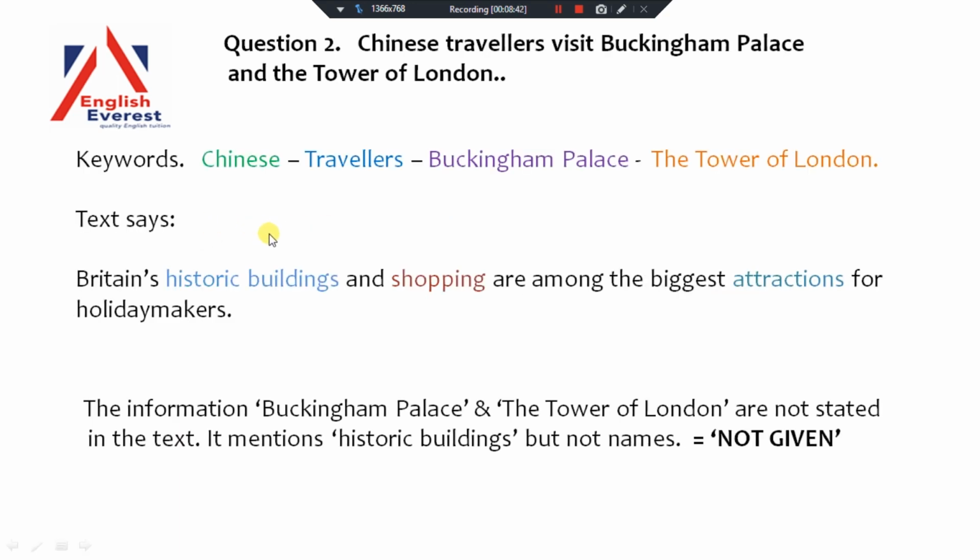The second one, Chinese travellers visit Buckingham Palace and the Tower of London. Okay, there's our keywords. The text says Britain's historic buildings and shopping are among the biggest attraction for holidaymakers. Again, even if you know that Buckingham Palace and the Tower of London are 2 historic London buildings, it doesn't say so in the text. That's your knowledge, but you can't use your knowledge. You've got to use what's only in the text. It's not there, so it's not given.